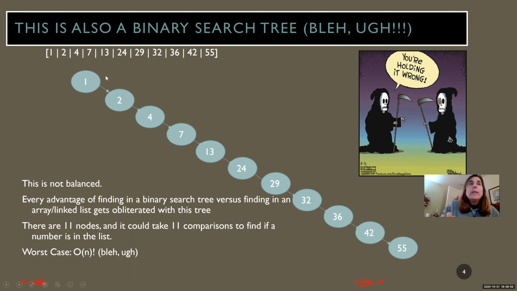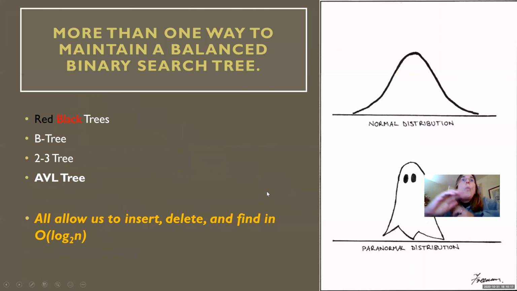The problem is, in this case, if I wanted to find 55, there are 11 nodes in this tree. I would have to look through all 11 nodes to find 55. In essence, it's a linked list, and the running time of find is going to be n, which is awful. We don't like that. So what we want to do is maintain balance.